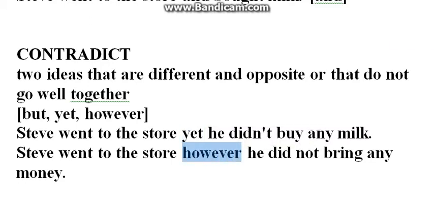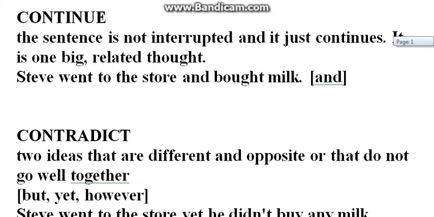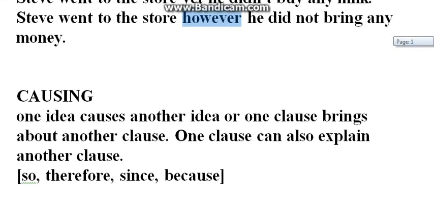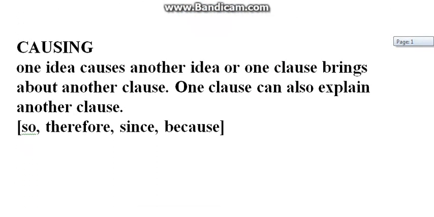Okay? So we have clauses that can continue and clauses that can contradict, and we have clauses that cause. So we have clauses that bring about something. One idea causes another idea, or one clause brings about another clause. So the first part of the sentence causes the other part of the sentence. One clause can also explain another clause, and the words that indicate this type of relationship are the words so, therefore, since, or because. So if you see those words, you know that it's a relationship in which one clause makes the other clause happen.